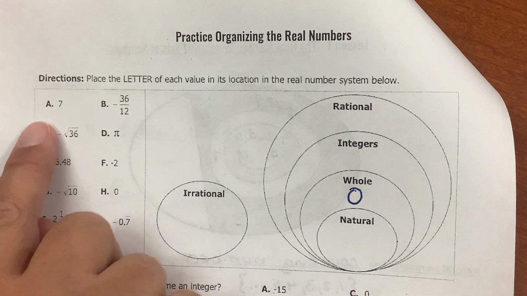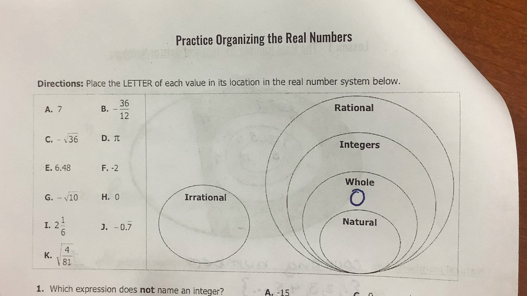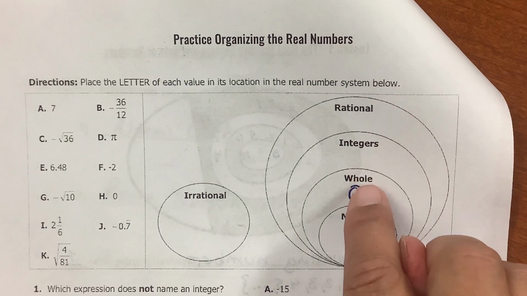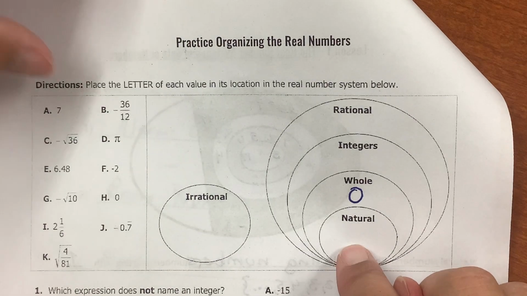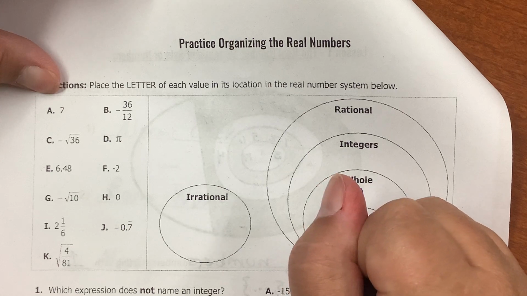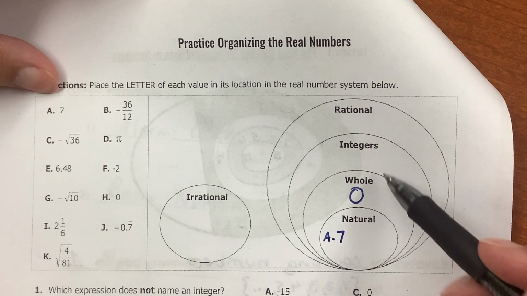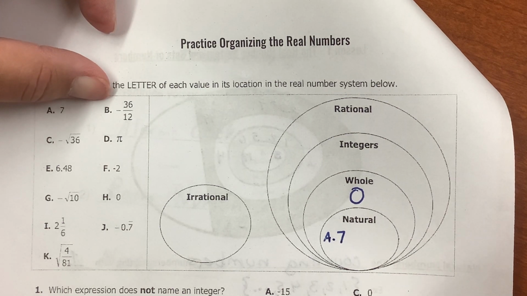Let's look at letter A, the number 7. The number 7 is a real number, and it's rational, and it's an integer. It's a whole number. But you know what? It's also a natural counting number. So I'm just going to put A, 7, in natural numbers. I know that it's also whole and an integer and rational. That's fine. All right, B is a fraction.